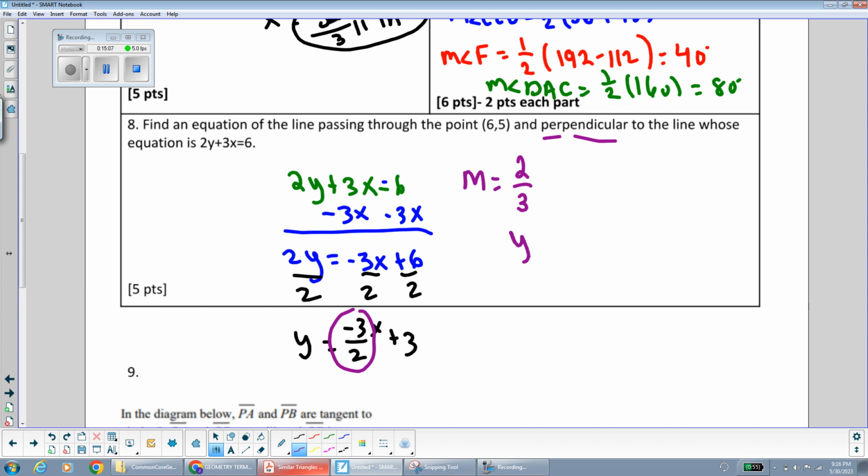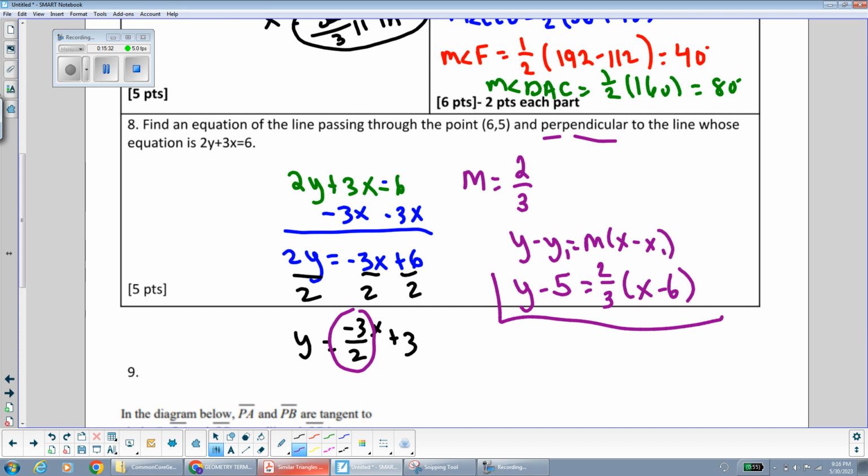So now I'm going to plug into point slope form to write the equation of the line. I'm going to plug in the y coordinate of the point that my line needs to pass through for y1, the slope for m, and the x coordinate of the point in for x1. And there we have it.